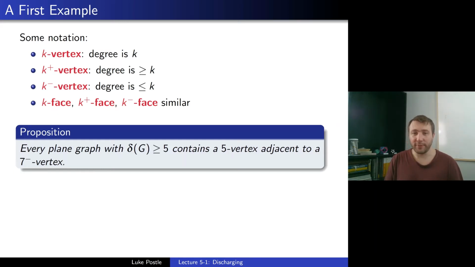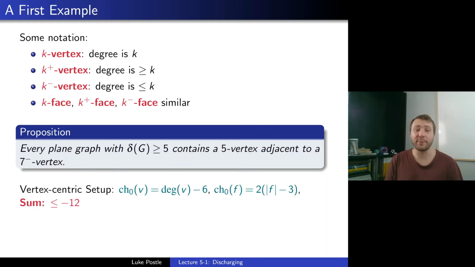So what is the proof? We have to pick a set of charges, we have to pick a setup. I'm going to use the vertex-centric setup because we're mostly concerned about vertices. There are no restrictions on the faces. So we'll have charge 0 of v be degree of v minus 6 and charge 0 of f be 2 times the degree of f minus 3. And then again, the sum is at most negative 12. Here I'm not assuming connected, but certainly it's at most that.